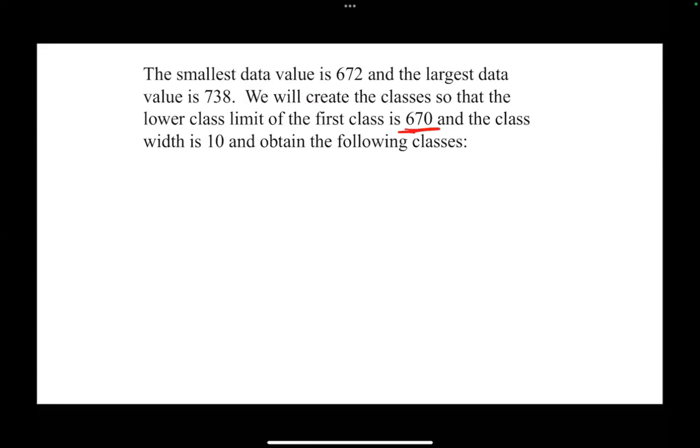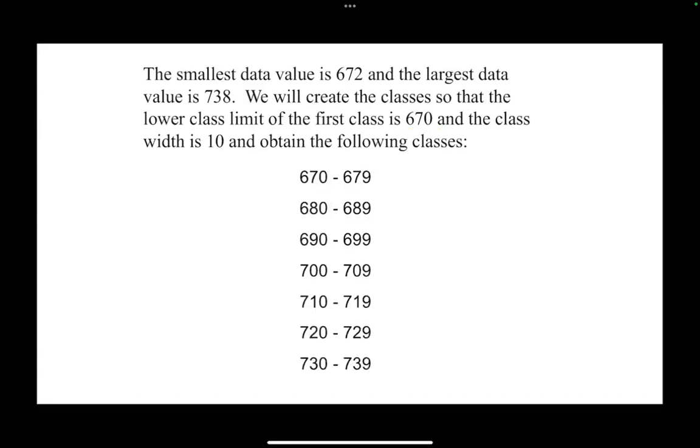There we go. So these are the bins that I've chosen. My lowest class starts at 670 and goes to 679. That captures that lowest value and a few other ones. The highest class, the top one, is 730 to 739. That captures my largest data value. So you need to make sure that all of your data values are captured. But now I have these nice pretty numbers.